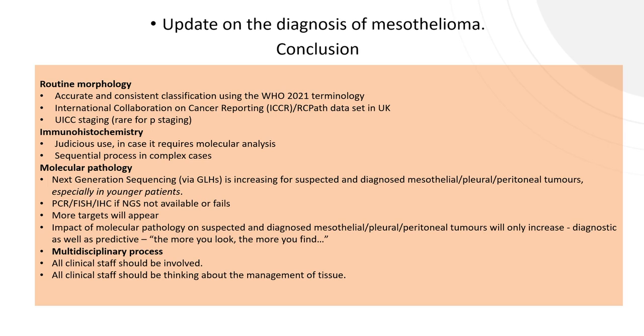And in relation to molecular pathology, this is increasing for suspected and diagnosed mesothelial tumours, both pleural and peritoneal, especially in younger patients, with other methods of testing available if next generation sequencing fails. And I'm sure this will increase as time goes on. And what I'm finding is the more you look, the more you find.